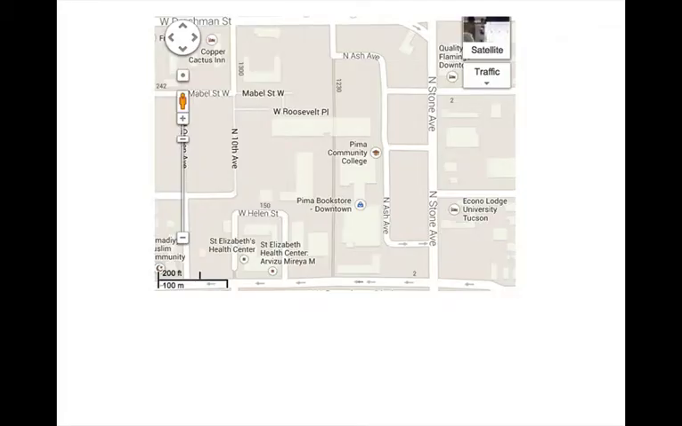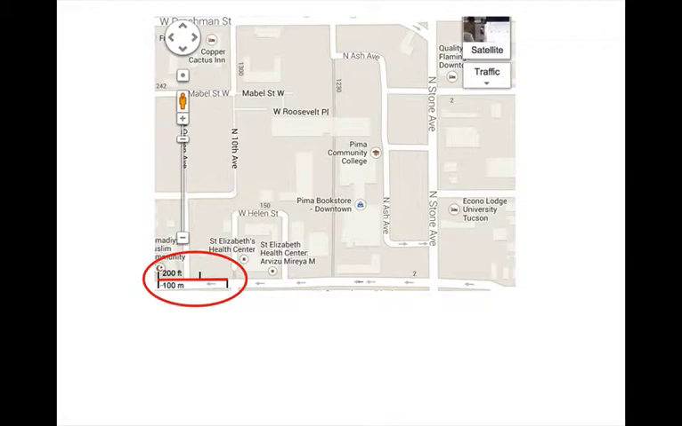Here's a map of the Pima downtown campus. If you look at the scale on the bottom left, you'll see that it's marked with the distances 100 meters and 200 feet. Obviously, this line is not 100 meters long. So what does this mean? This is called the scale of the map, and it's telling us that on this map, objects that are this far apart are 100 meters apart in the real world.